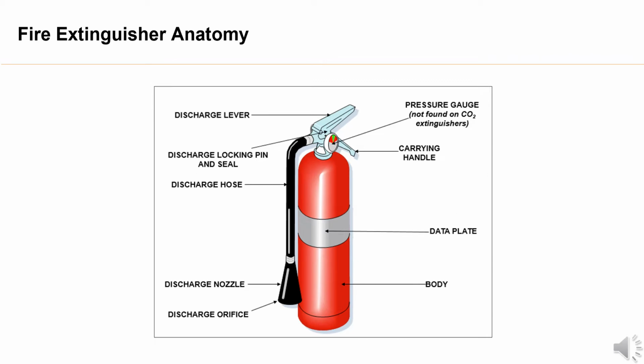The extinguishing agent is a substance that limits the spreading of the fire and allows for its extinction when it comes into contact with it. The propellant is a gas whose function is to expel the extinguishing agent from the fire extinguisher.